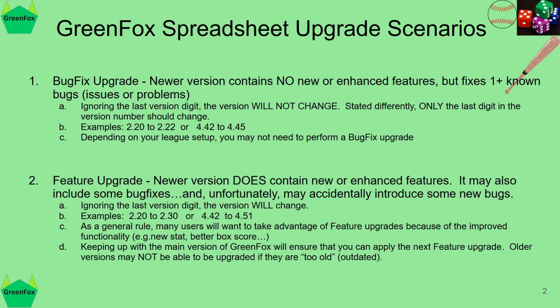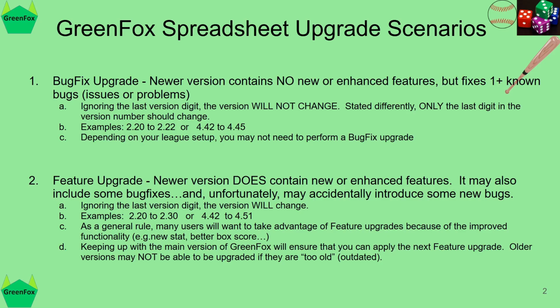That's your choice. But in general, I'd say you don't want to get too many versions behind, because when I put out the new version, I only look back so many versions that it'll upgrade from. So once you get too far behind, the new version might not be able to successfully upgrade a very old spreadsheet. So my general idea is you want to keep up with the feature upgrades, but you don't have to do it right away.